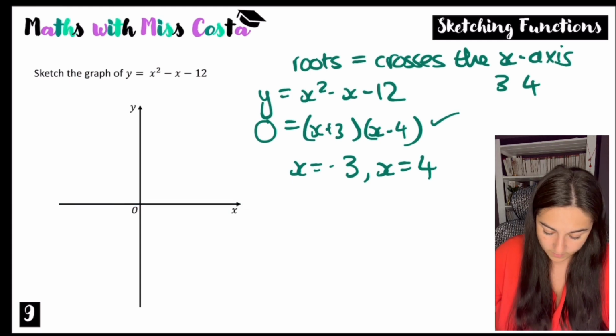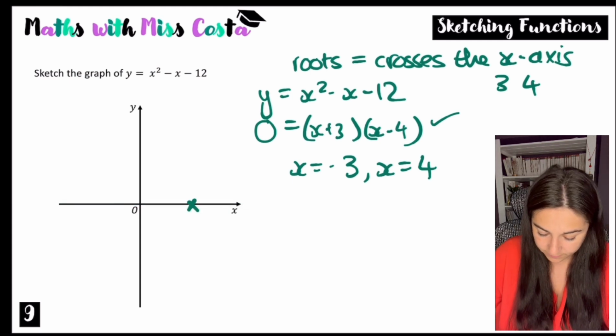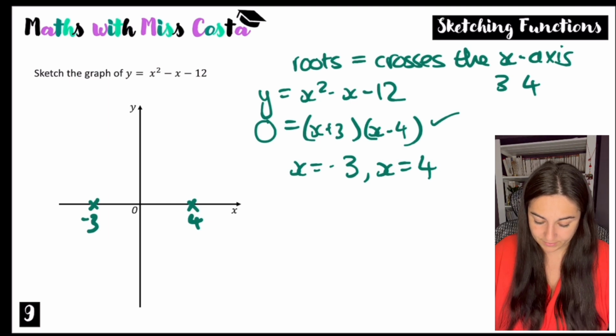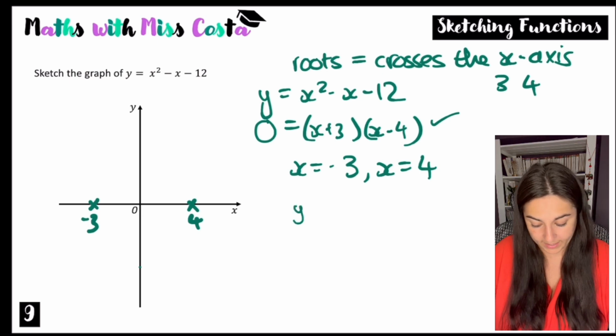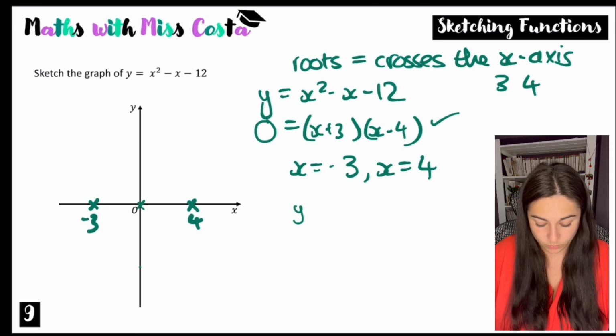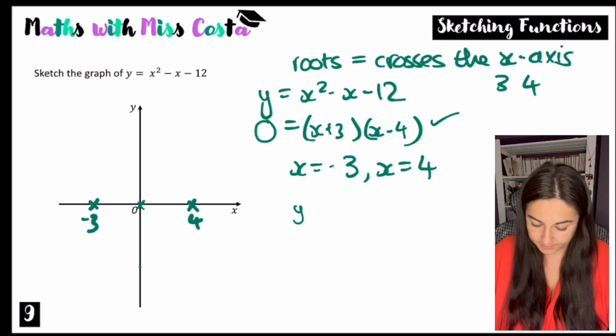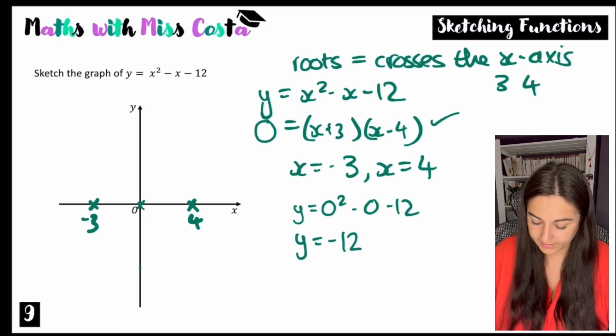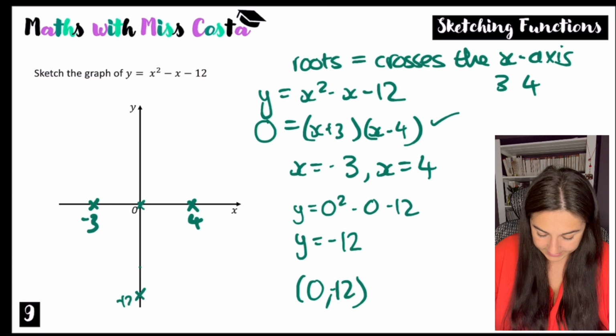So I could just plot that over here. 4 could be roughly there, negative 3 here. I'll just write that there, and I've found my roots. Now what I need to do is figure out where it would cross the y-axis. When it crosses the y-axis, the x coordinate would be 0. So let's substitute that in. y equals 0 squared, take 0, take 12. That must mean that the graph crosses the y-axis at 0, negative 12. So that's the coordinates for that, so I'd write negative 12 here.